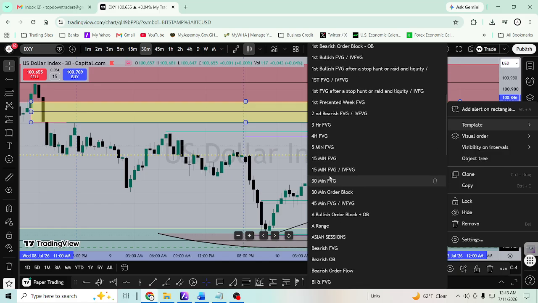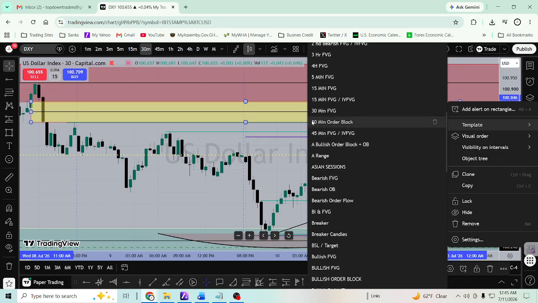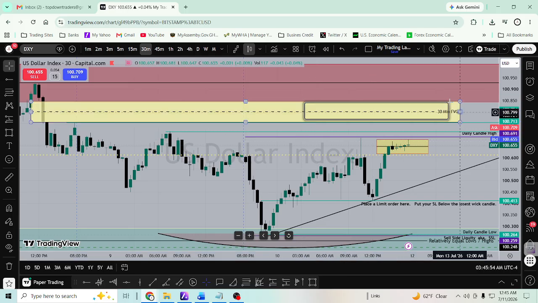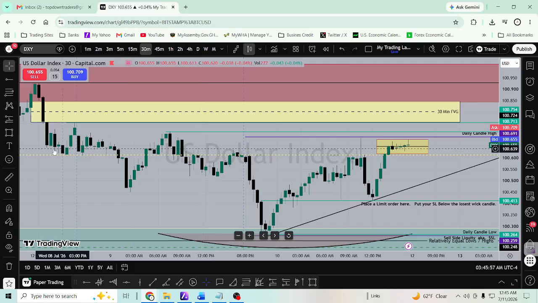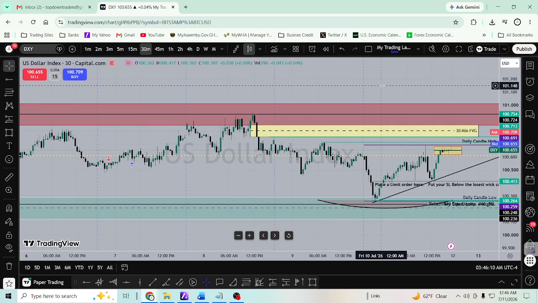We're on the 30-minute time frame. I think I have a 30-minute fair value gap. There it is. It's going to attack that 30-minute fair value gap because price didn't deliver properly in between these areas. So it's going to go up to at least half of it. That's where you set your target. Or it might continue to go higher and start attacking this high.